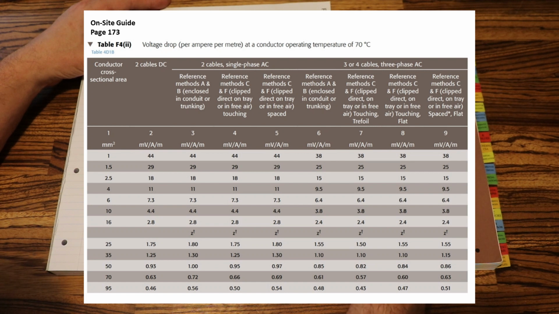We were clip direct, and here we have a choice of two columns, columns 4 or 5. Column 4 says reference method C and F, clip direct on tray or in free air touching. And column 5 says reference method C and F, clip direct on tray or in free air spaced.